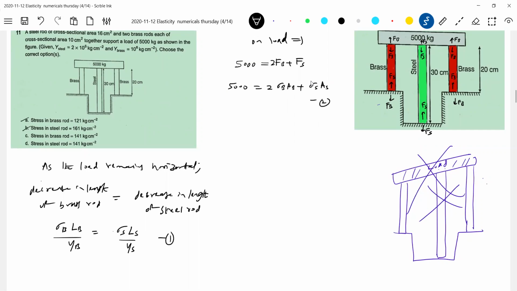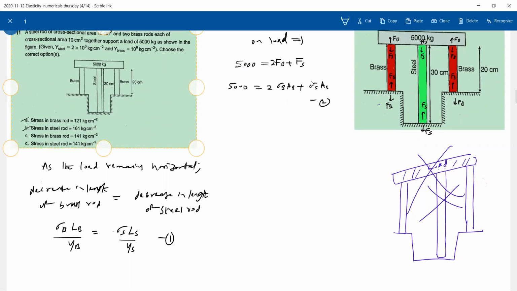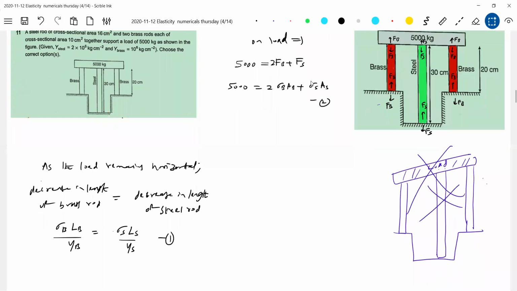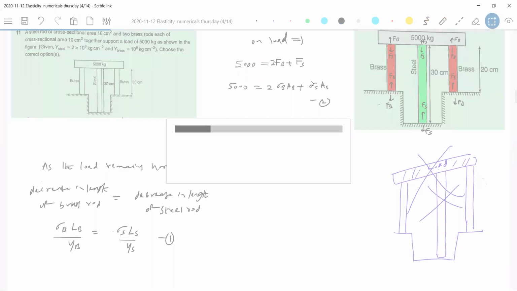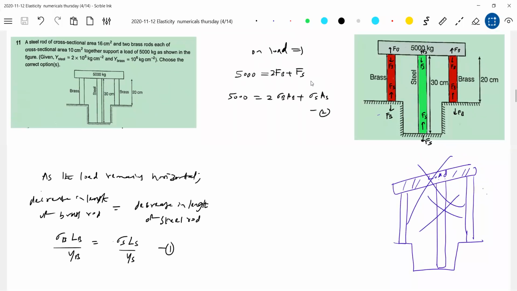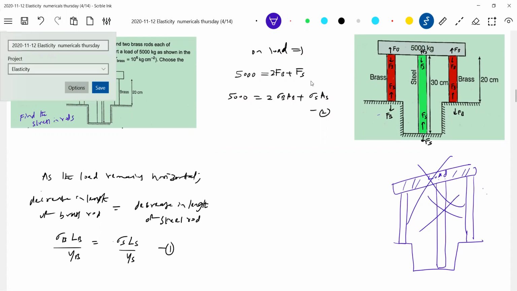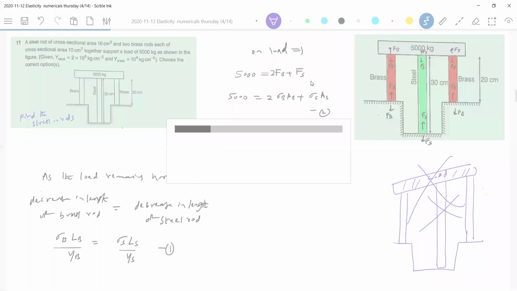Check the answer. Answer may not be correct. Options, you have to be careful. I'll remove the options. Some error will be there. Can you do the calculation later on? I'll write it. Find stress in rods. That's what you have to calculate. I'll do the calculation later on. I'll proceed down.